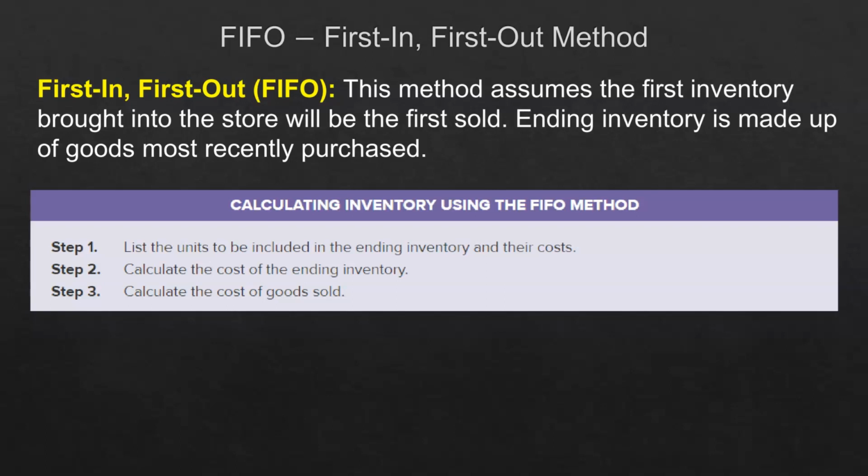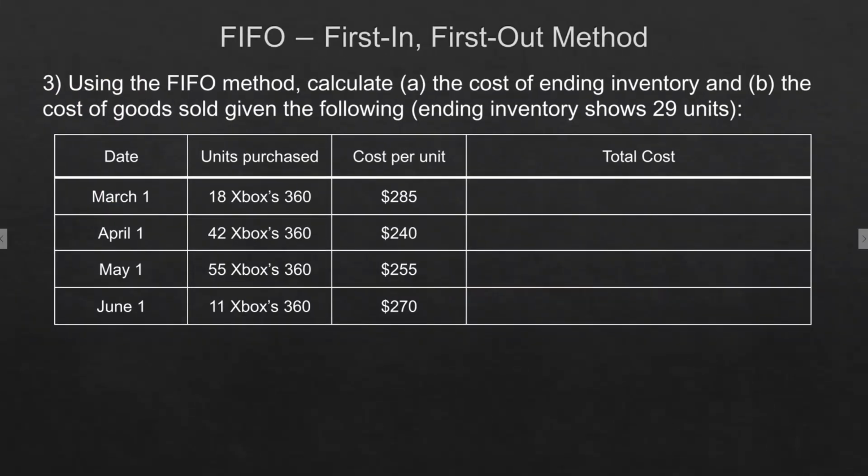And for that, you just have to understand on the chart of numbers that you're given, where do I go to do my calculations? So it says part one lists the units to be included in the ending inventory and their costs. Calculate the cost of goods sold. Okay, so first in, first out. Now think about this. Food would be a good example here. If you're selling foods, you want to sell the stuff you got in first, or it's going to spoil. So it would make sense that that's what we're going to do.